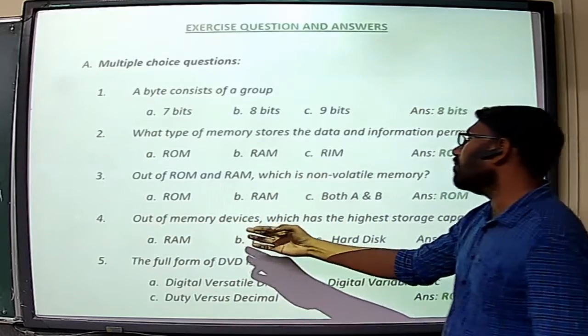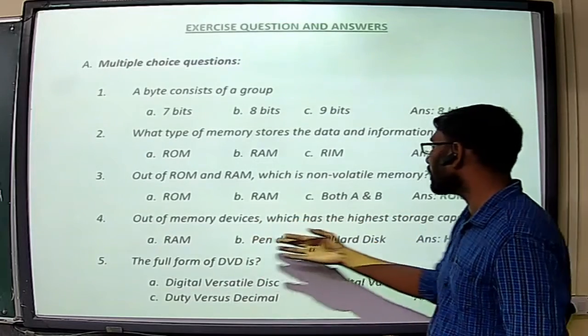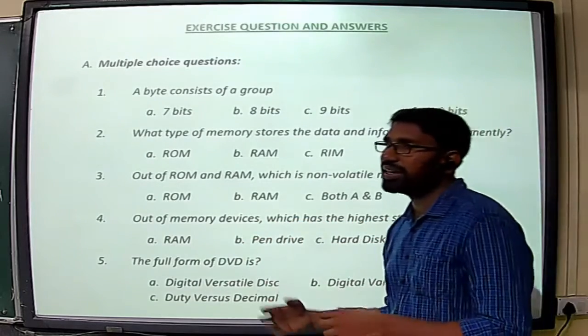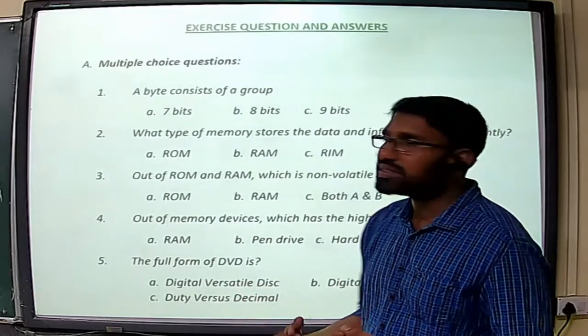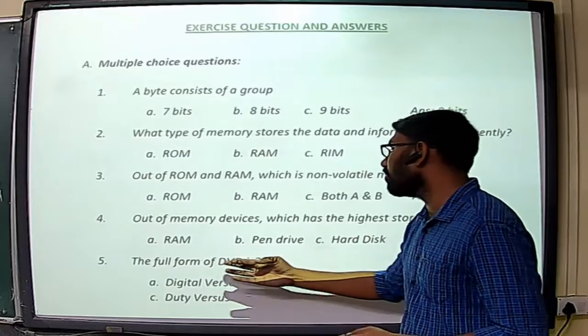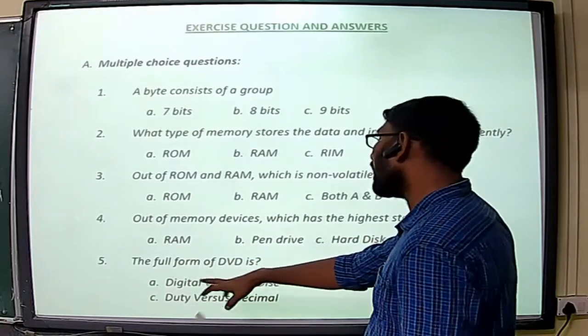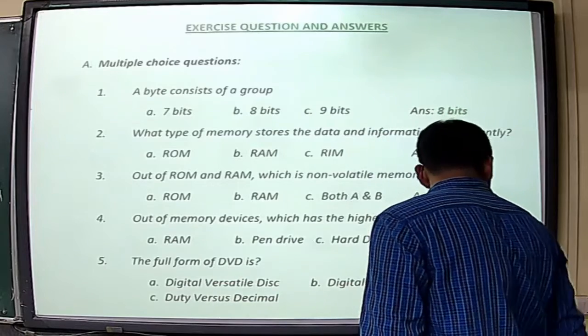Out of memory devices, which has the highest storage capacity? We already know, hard disk. Hard disk has 4 TB, 2 TB, a large amount of capacity. We can say hard disk. Then what is the full form of DVD? Digital versatile disk.